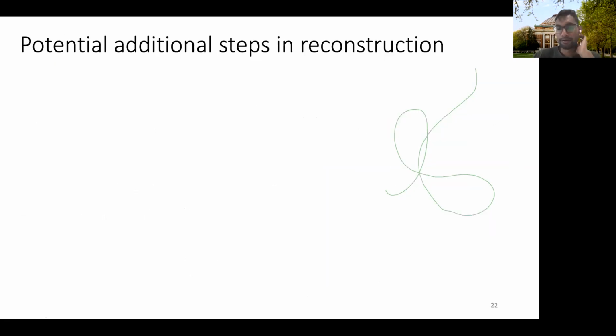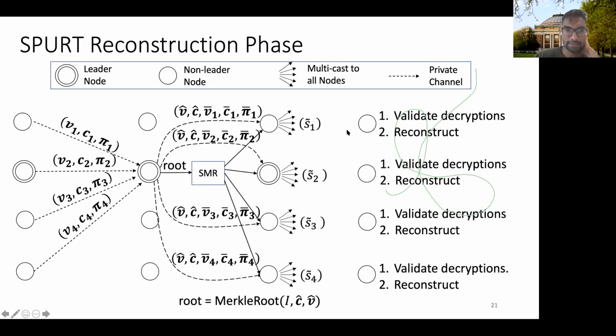So far, this is the good case or normal case operation of SPURT. Each node sends an order n lambda message to the leader, and the leader sends back an order n lambda message to everybody. We run an SMR on a constant size message, and everybody multicasts a constant size message in the reconstruction phase.